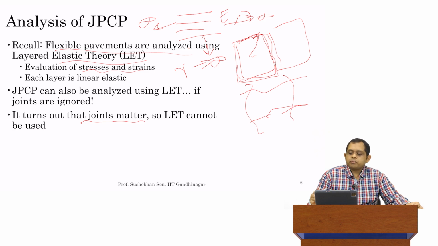When you have a load which is placed very close to the joint, this is what we call edge loading. When we have a load placed close to the edge or close to the joint, it turns out that that is the location where you actually get maximum stresses developing. So naturally, if you ignore the presence of the joint, you are significantly underestimating the amount of stress that you have. So as it turns out, for this reason, layered elastic theory cannot really be used to accurately analyze rigid pavements, which means we have to find a different theory that in particular takes into account the presence of these joints. So what would this theory be?